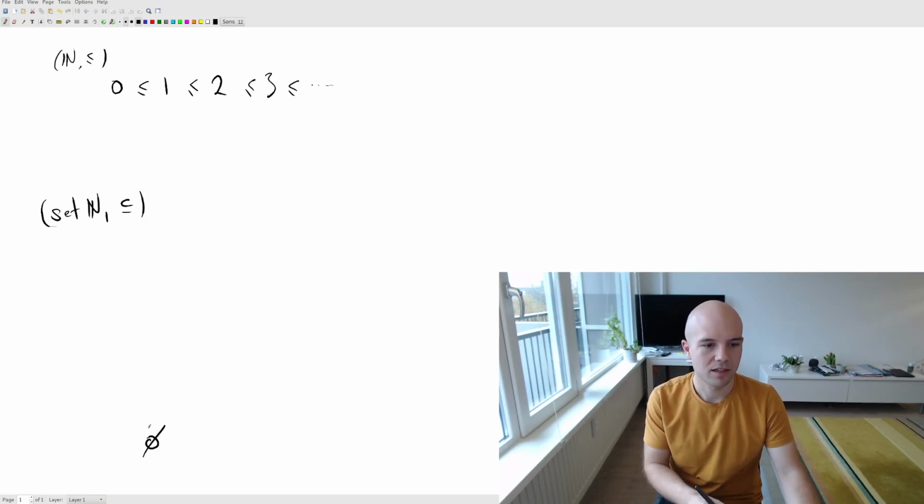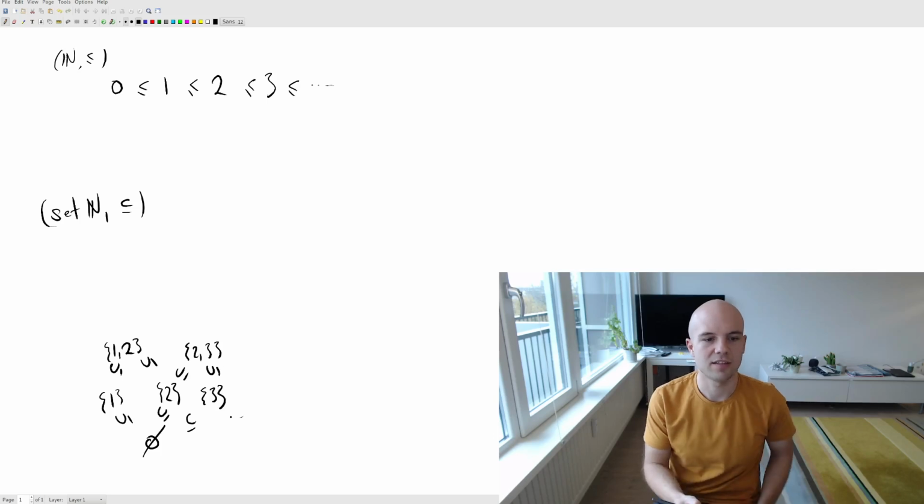Think of this as having the empty set, which is a subset of the singleton 1. It's also a subset of the singleton 2. It's also a subset of the singleton 3, and so forth. And now, of course, the singleton 1 is a subset of the set containing 1 and 2, and the set 2 and 3 has the singleton 2 and the singleton 3 as subsets, and so forth.